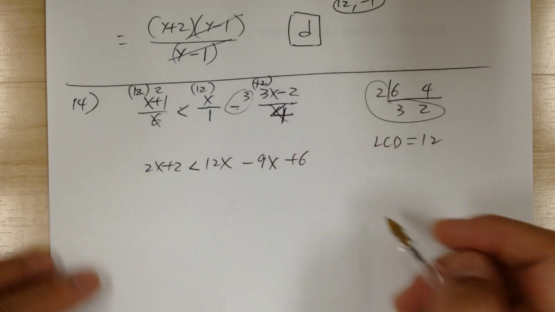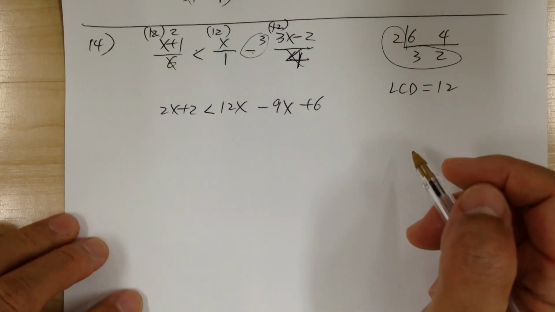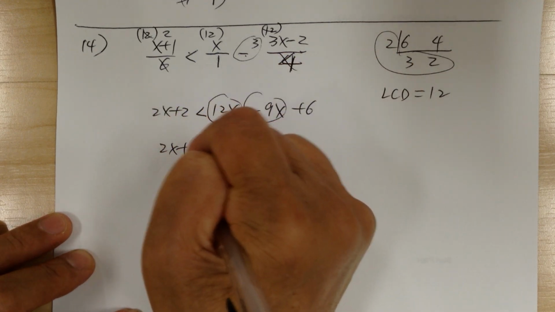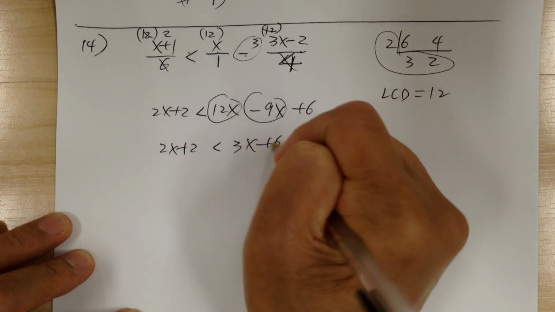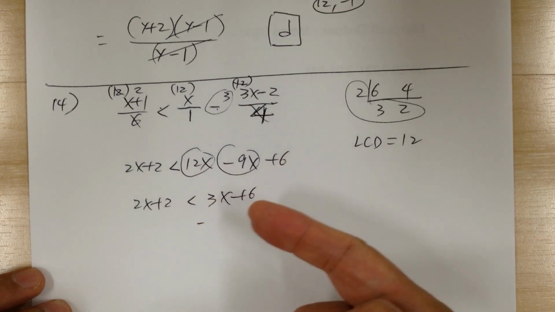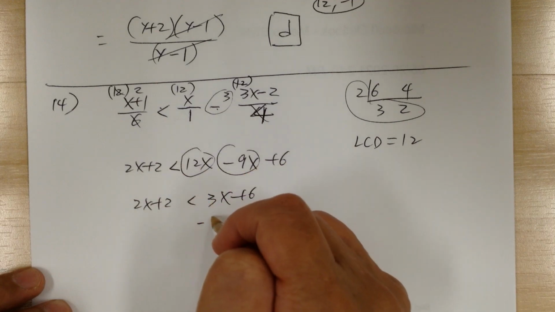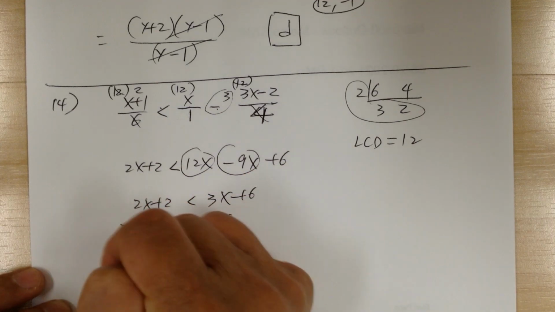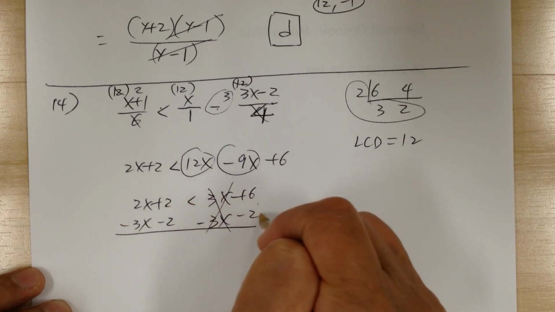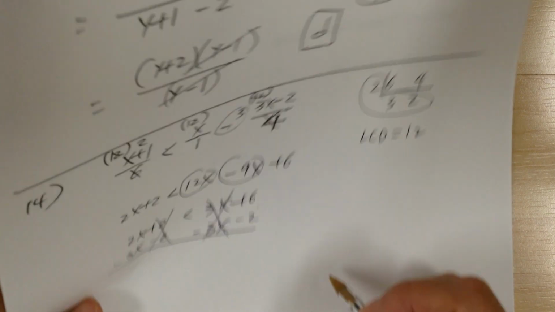Okay. And let's go and combine the like terms to clean things up a little bit. So you got 2x plus 2 is less than 3x plus 6. Okay. And for inequality, I need to move the variable to the other side. So minus 3x on each side. So this will cancel out. And I need to move the number to this side, so minus 2 on both sides. So this will cancel out.